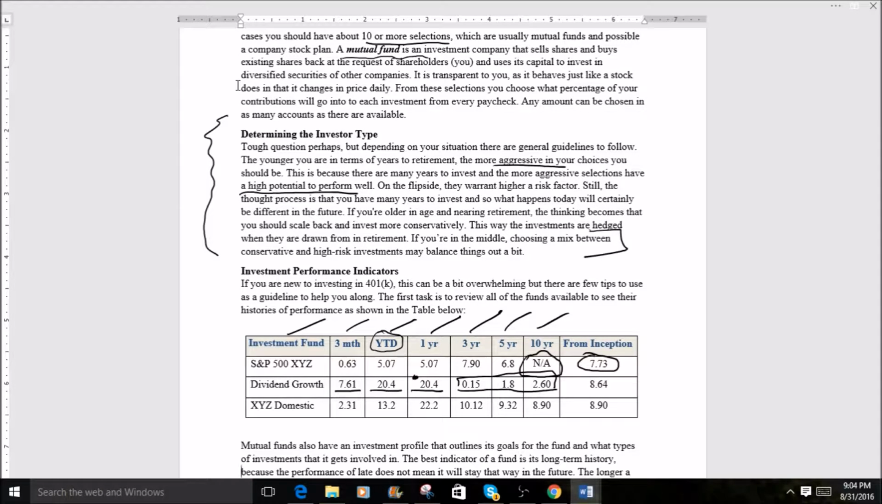And we can see XYZ domestic. And now we can see right here that 3 month is 2.31, and then we see year to date's pretty strong. Then we can look right here. We see a nice pattern here.